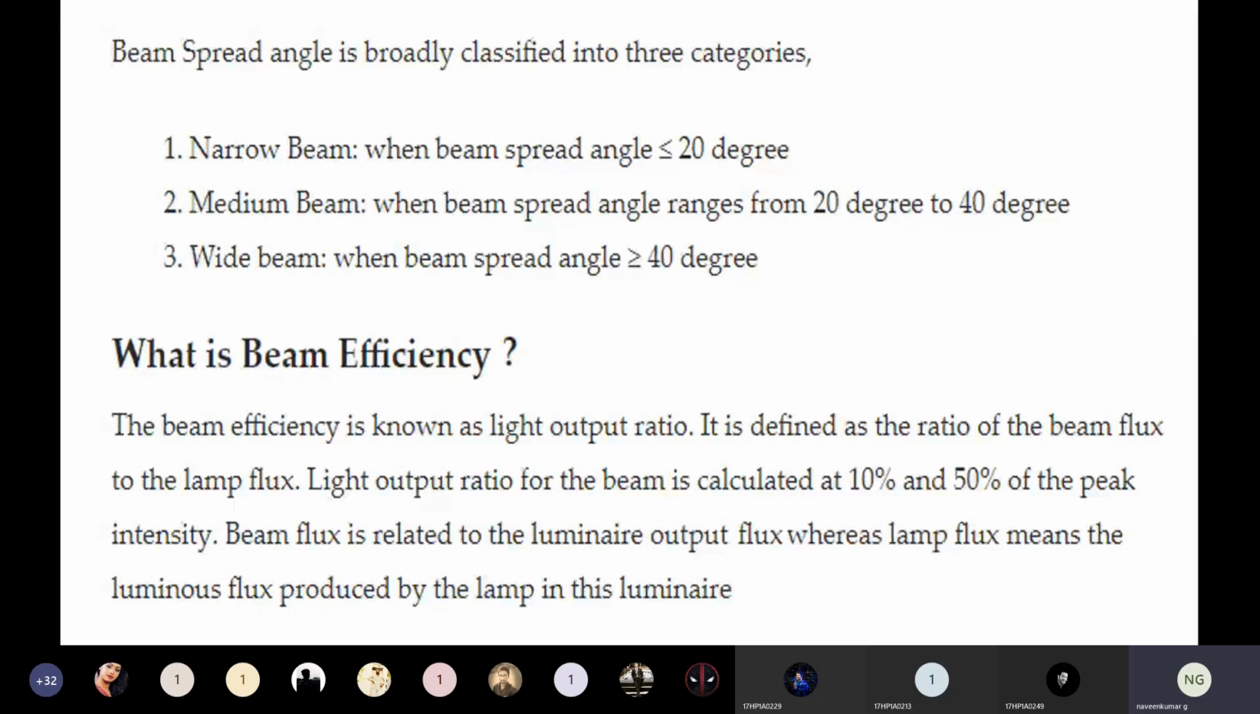Narrow beam spread is less than or equal to 20 degrees. If you have a beam spread of less than or equal to 20 degrees of focus from the x-axis, the light intensity source, you call it a narrow beam spread. Usually you observe a 20-degree focus and beam spread for regular class projectors. Medium beam spread is when the beam spread angle ranges between 20 degrees and 40 degrees.